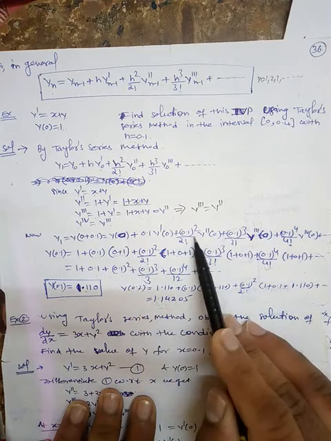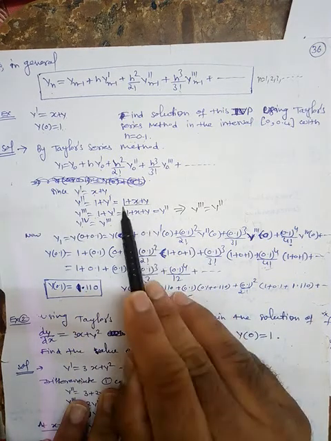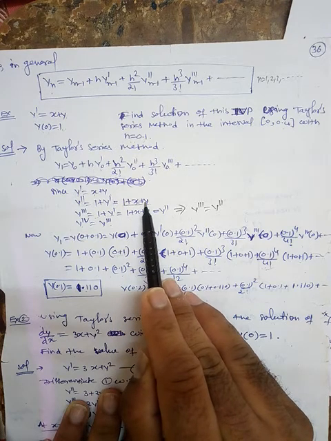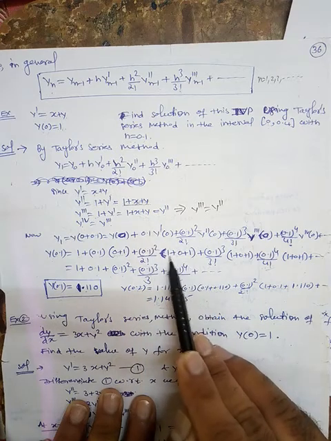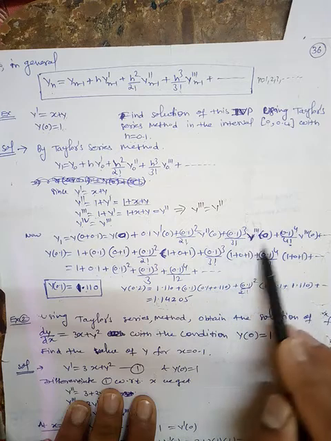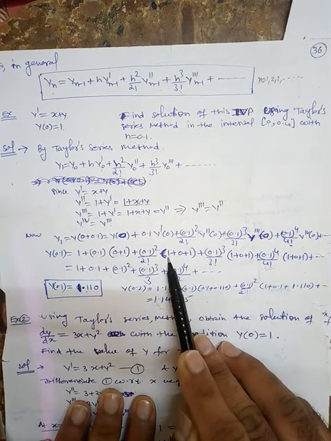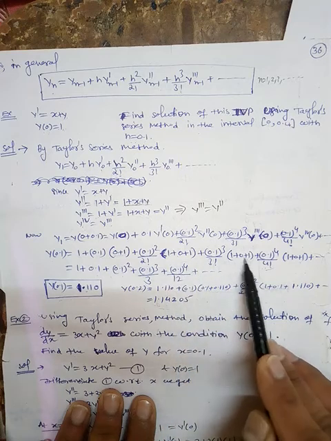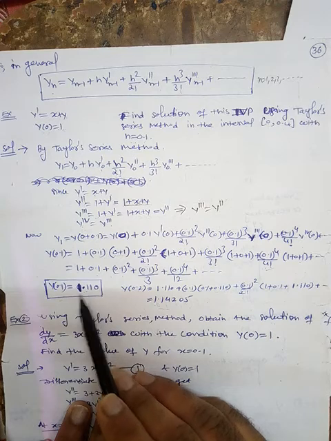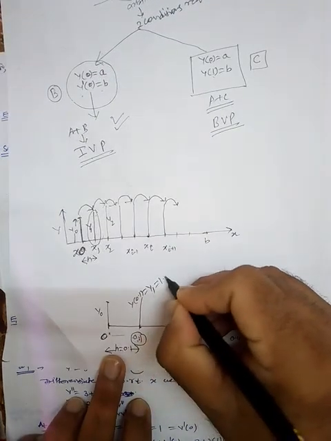Plus 0.1 whole square by factorial 2 times the second derivative. Second derivative is this, 1 plus x plus y. Put x equal to 0 and y equal to 1. Plus 0.1 whole cube by factorial 3 times the third derivative. Third derivative is this, which is nothing but the second derivative. Second derivative we have already evaluated, 1 plus 0 plus 1. Similarly the rest, when you simplify this, ultimately the value will be 1.11. So this is your y1. So now you have obtained this value 1.11.